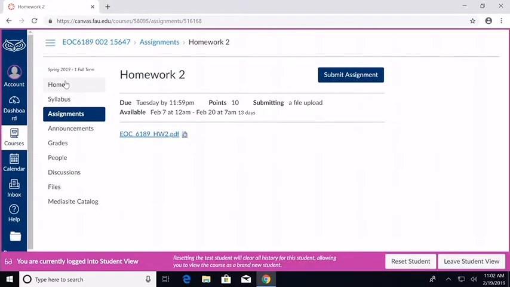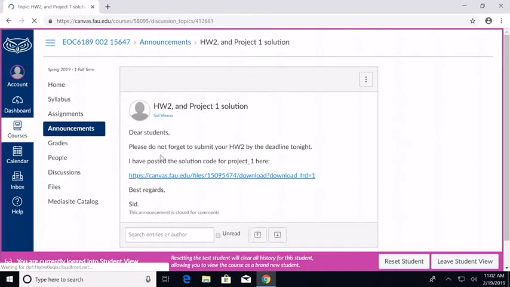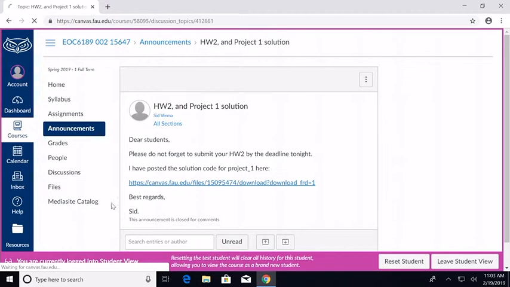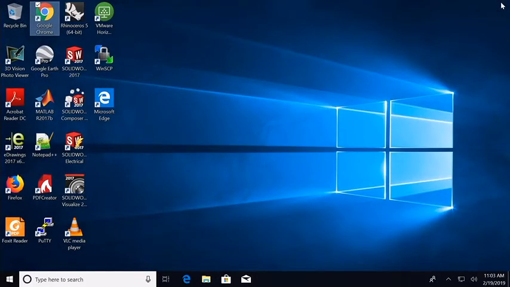I have posted the solution for project 1 here. Yeah, so if you just go there, there's very simple codes for the 3 problems you have. I will grade it soon and I'll publish the grade. Okay, anything else? All right, so again, homework is due tonight. Please make sure to submit it.